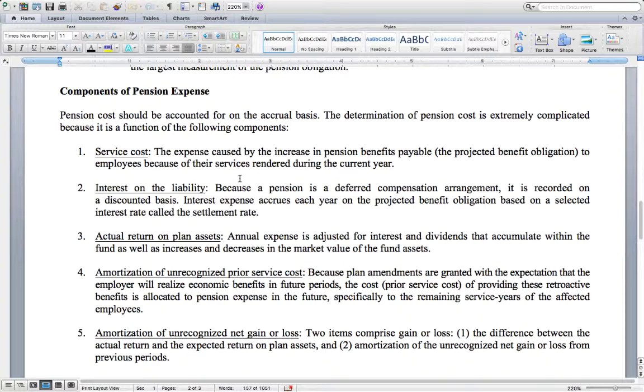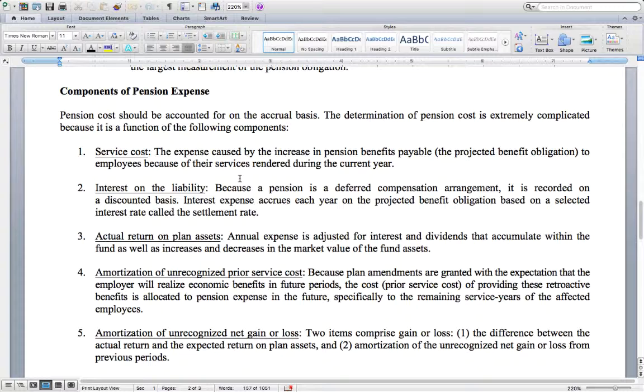Next, the actual return on plan assets. Annual expense is adjusted for any interest and dividends that accumulate within the fund, as well as increases and decreases in the market value of the fund assets. As I mentioned earlier, when the company contributes money to a plan, they take those assets and invest them in order to try to increase the number of assets they have available for the pension. Therefore, this component of pension expense is just reflecting any changes in those fund assets.